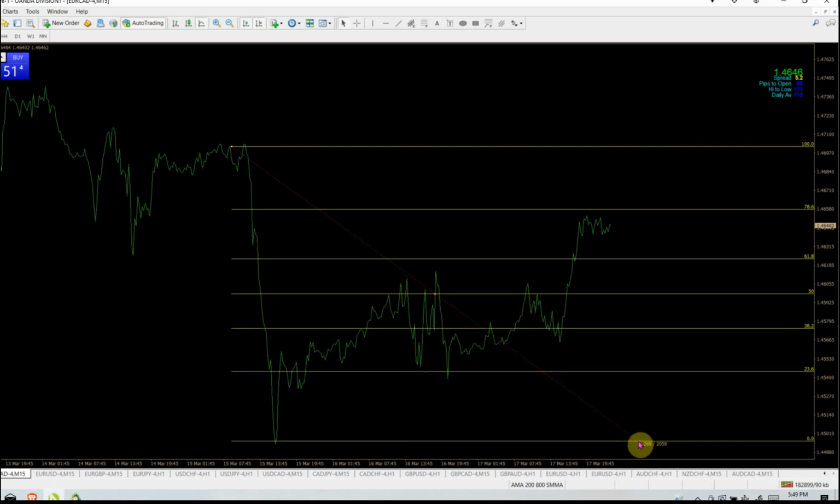I didn't pull this down all the way. Okay, so here we are. I'm looking for potentially, and this is the EuroCAD 15-minute chart, I'm looking for potentially a resumption of the downtrend.